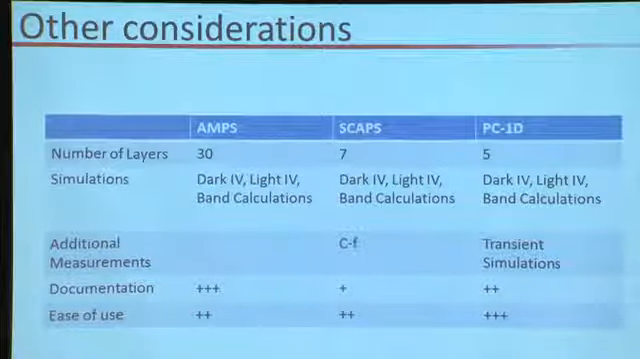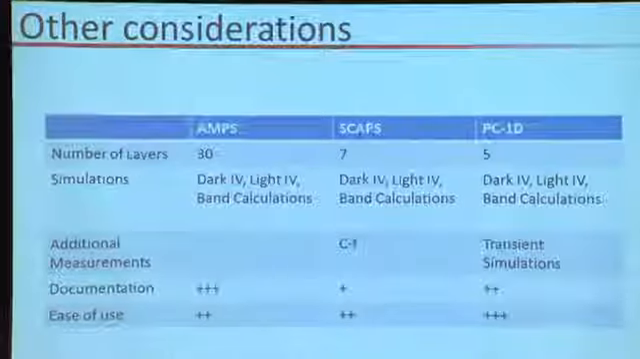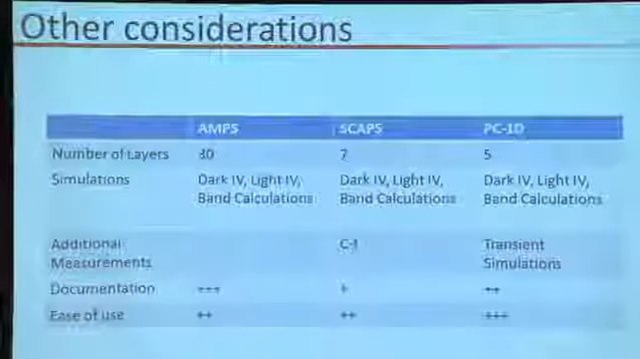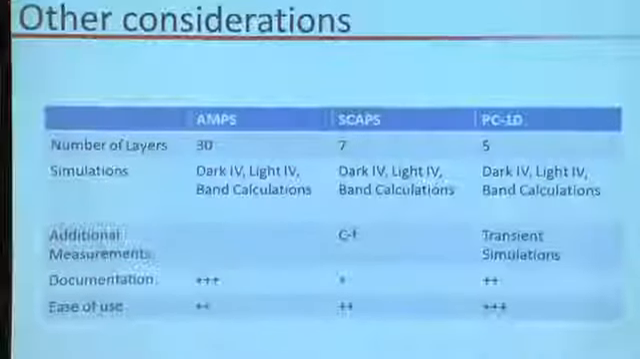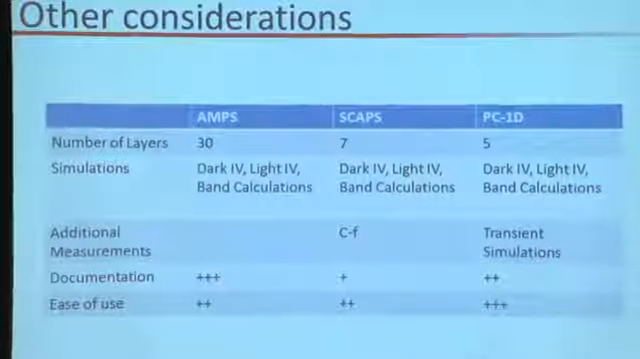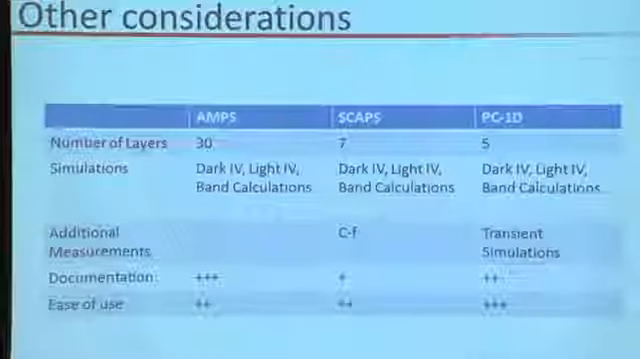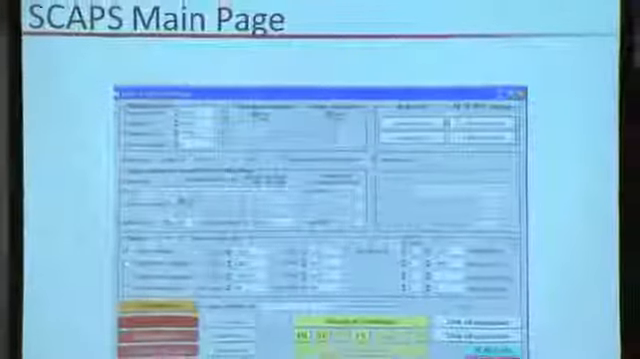Other considerations include documentation and ease of use. AMPS probably had the best documentation. You had an 80-page user manual. SCAPS was just composed of random PowerPoint slides that were thrown on the website, so it's a little bit harder to figure out. And finally, in terms of ease of use, I'd say PC1D is the easiest just because you don't really delve into the physics. You just type in values and it simulates. Whereas with AMPS and SCAPS, if you get your parameters wrong, it won't simulate or it'll freeze or things like that.